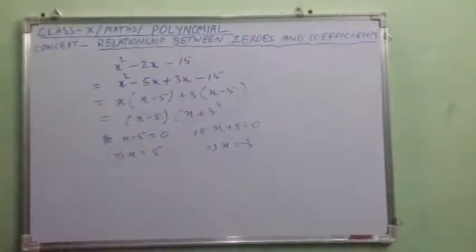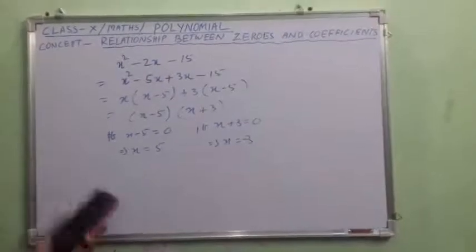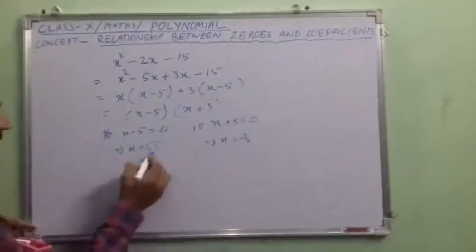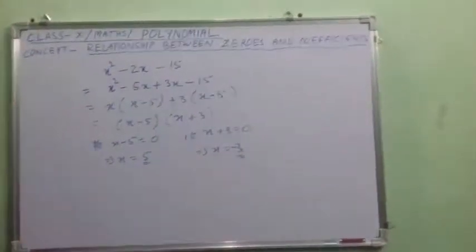Now let's go for verifying the formula alpha plus beta. Here alpha is 5 and beta is minus 3.